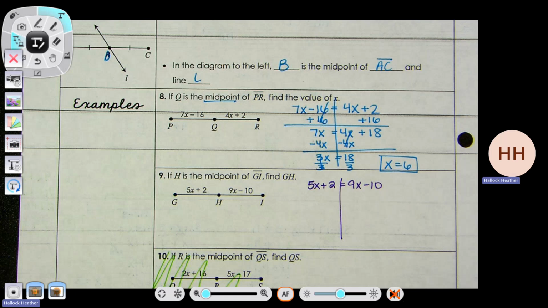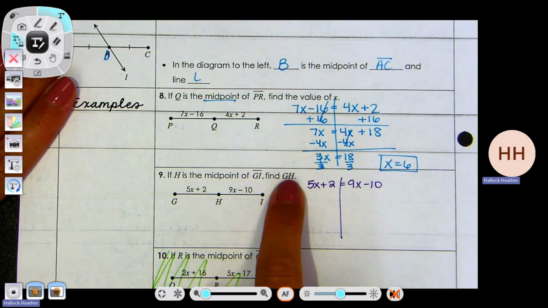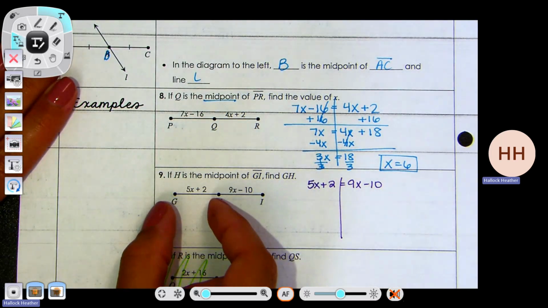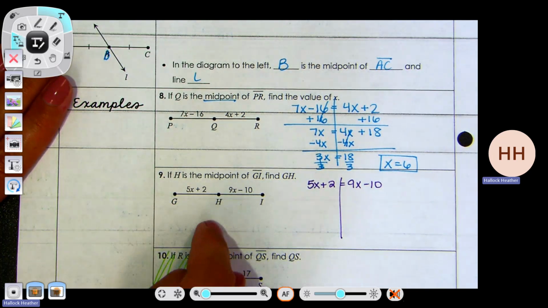So for number 9, what do you end up getting for x? You should get 3, but that's not the answer because you got to plug it back into GH: 3 times 5, which is 15, plus 2 is 17. So the actual answer to this is 17.